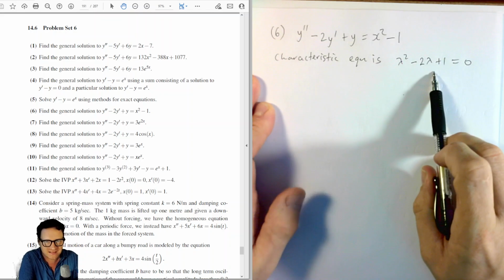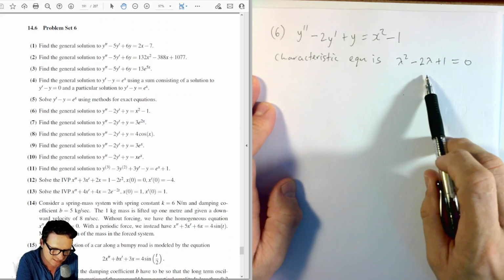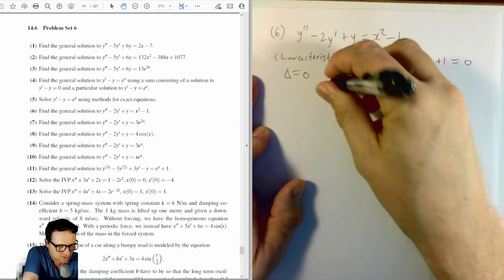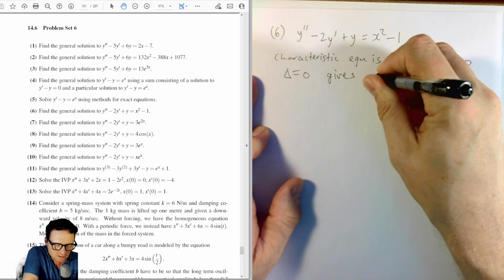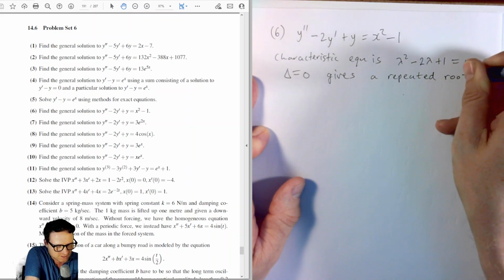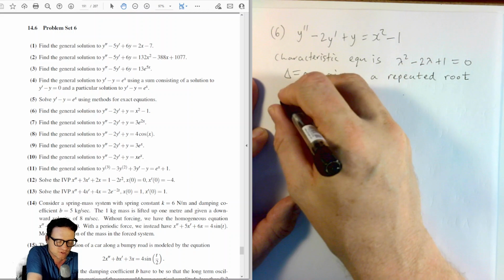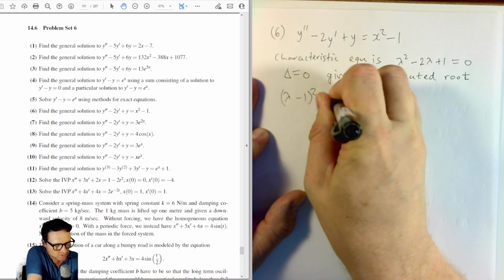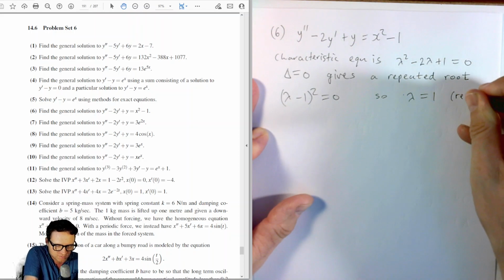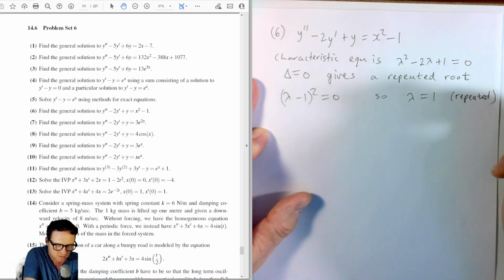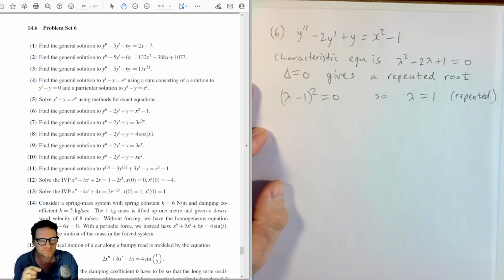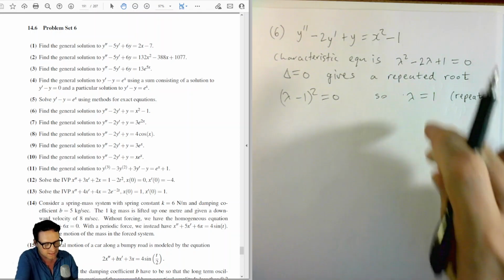All right, now this one has a 0 discriminant. B squared minus 4ac is minus 2 squared minus 4 times 1. This gives us 0. So delta is 0, gives a repeated root to the characteristic equation, but we can see this factorizes as a perfect square, so lambda minus 1 all squared equals 0 gives us lambda is equal to 1 repeated twice, right? Because by the fundamental theorem of algebra, the number of roots counting repeats has to be equal to the degree of this polynomial. All right, and so it's there twice.